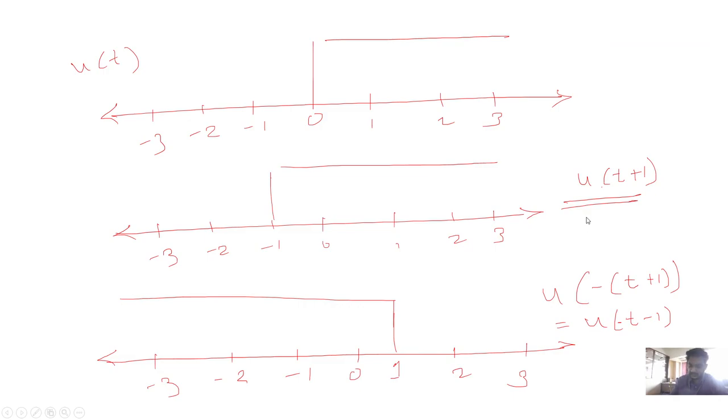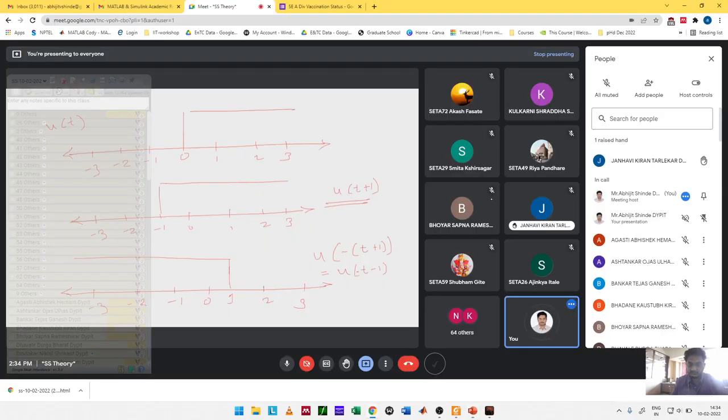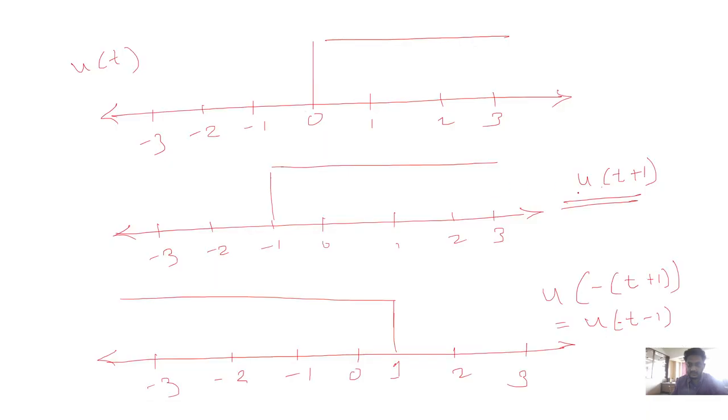So what I did over here is that this was u of t. I had written the advanced version of u of t, which is t plus 1. Then I time reversed it. The signal was t plus 1, so I reversed it and took this negative sign inside, so it is u of minus t minus 1.